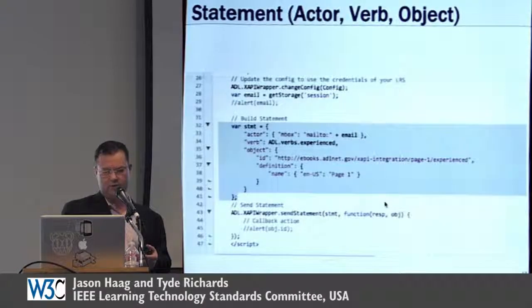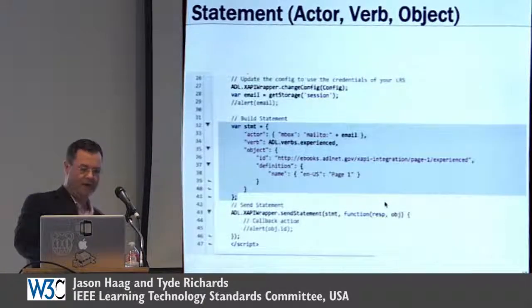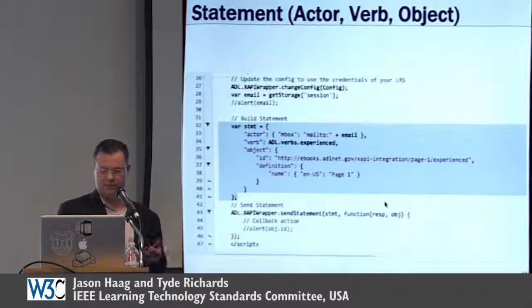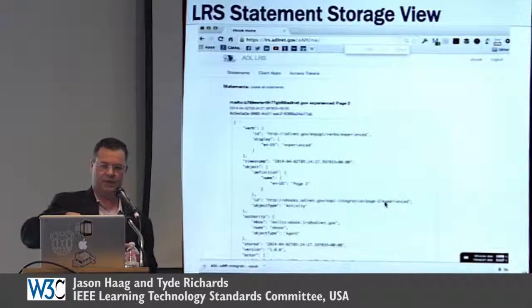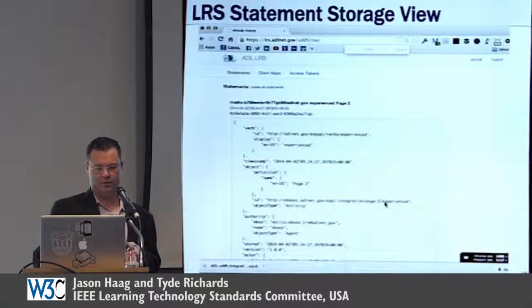A little bit of code. So it's basically a JavaScript statement. You have the triple being stored right here. As you can see, the verb being passed through is experienced. This is just a very basic example. This is the Learning Record Store view, which actually shows what would be stored on the data, the server side. Shows some of the data model elements.